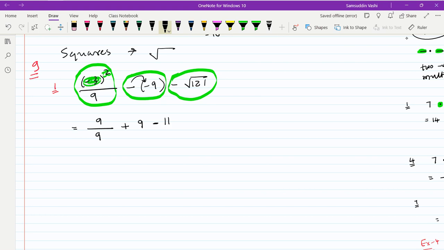So for 3 places you work, you get 3 marks. Okay. 1 mark is the final answer. So 9 divided by 9 is how much? 1. So it is 1 plus 9, which is 10, minus 11. So it's -1. Finish the story. Right. That is number 1. Number 2.